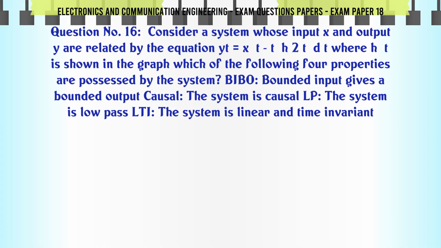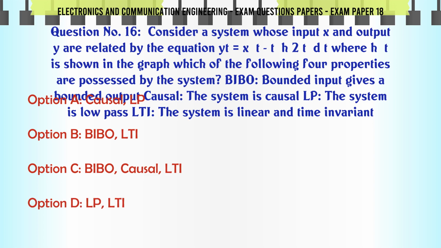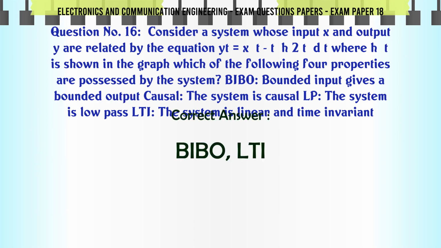Consider a system whose input x and output y are related by the equation, where h(t) is shown in the graph. Which of the following four properties are possessed by the system? BIBO: bounded input gives a bounded output. Causal: the system is causal. LP: the system is low pass. LTI: the system is linear and time invariant. A. Causal, LP. B. BIBO, LTI. C. BIBO, causal, LTI. D. LP, LTI. The correct answer is BIBO, LTI.